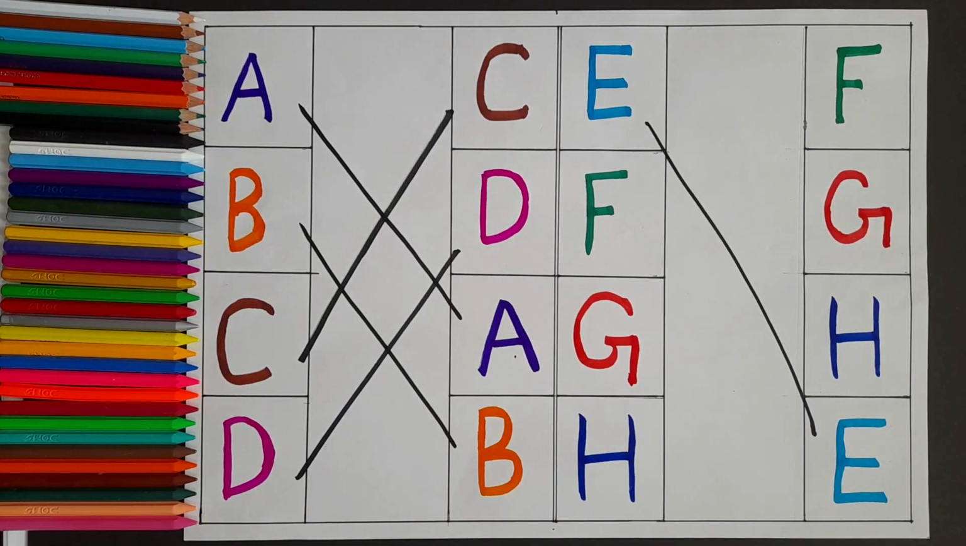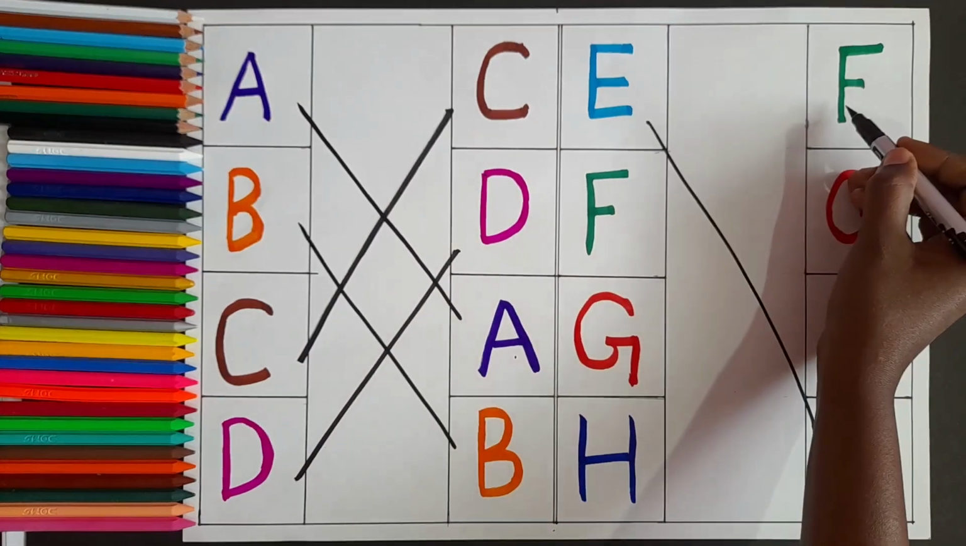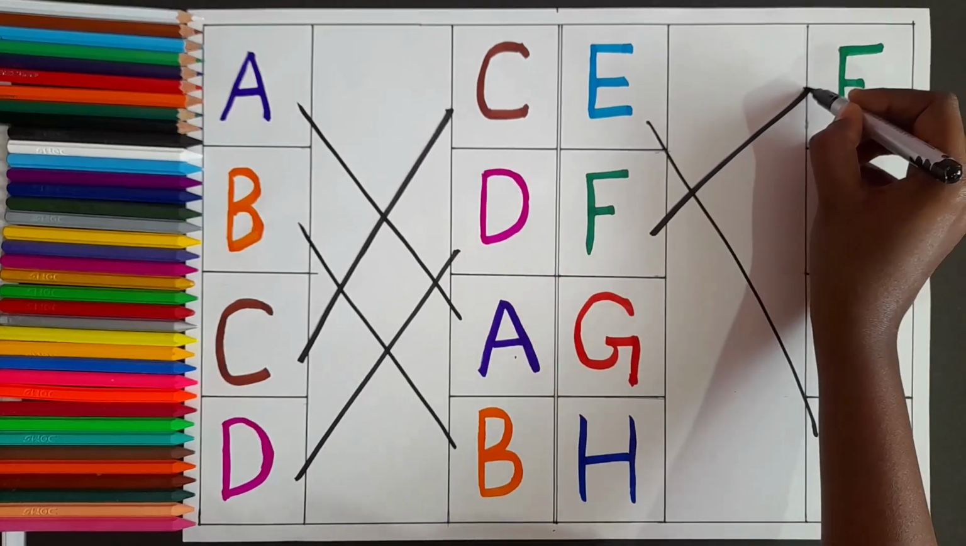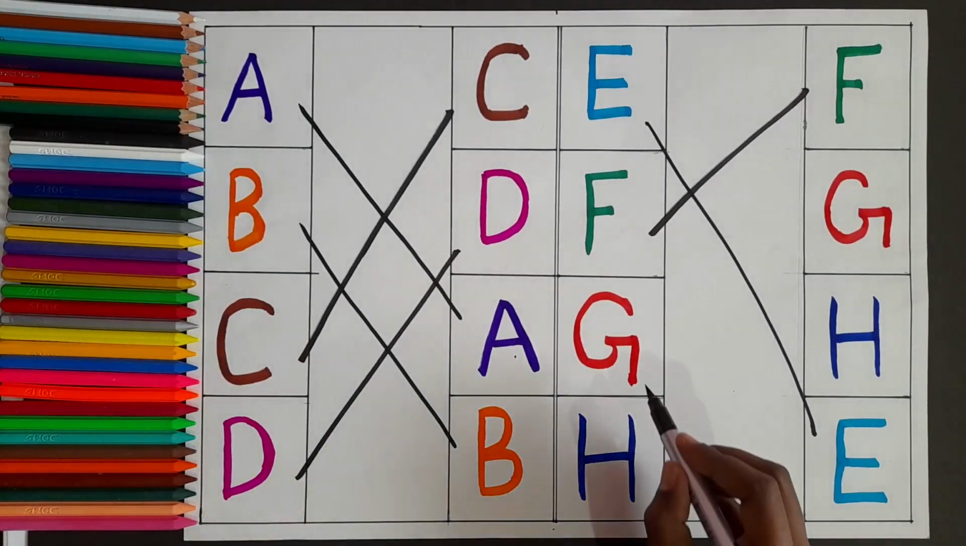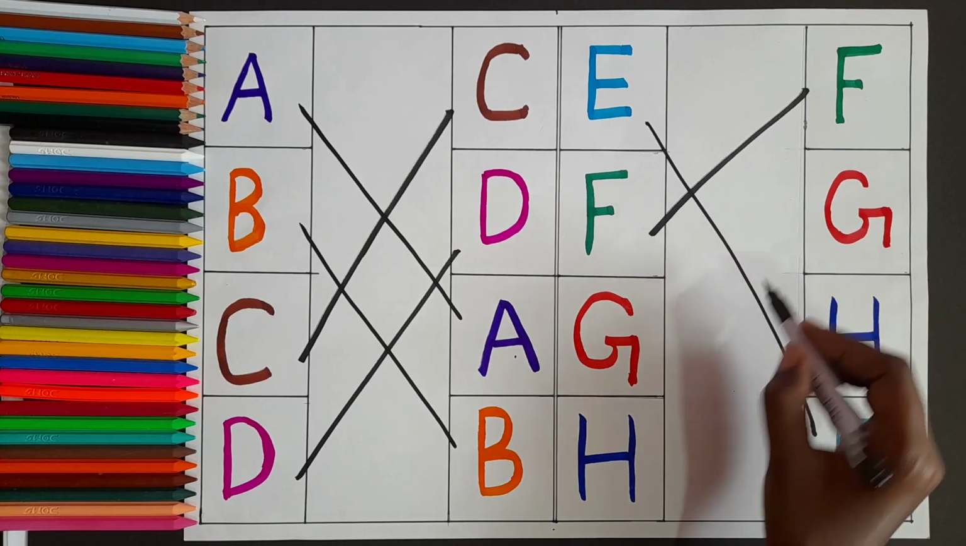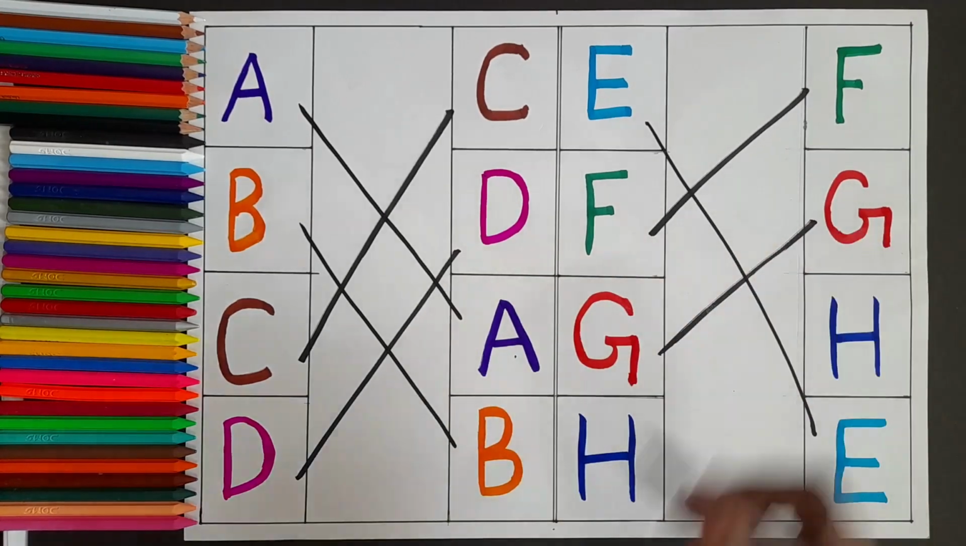Now F letter. Where is F? Here. Join F. Now G letter. Where is G? Here. Join G letter.